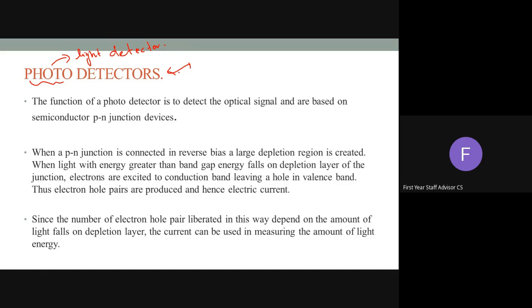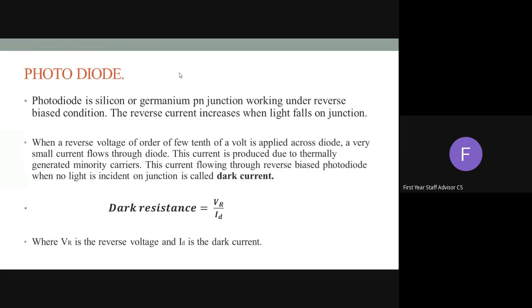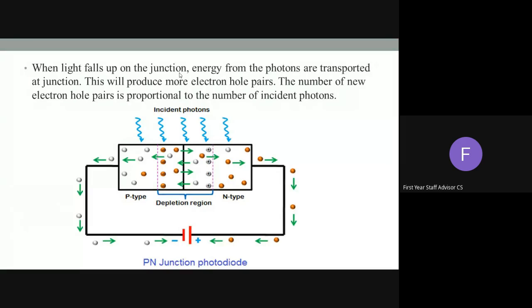What is the working principle of photodetectors? Photodetectors are really reverse biased PN junction diodes. I'm talking about photodiodes. The function of a photodetector is to detect light or photons, and they are basically reverse biased PN junction diodes. When a PN junction diode is reverse biased, we know that the width of the depletion region will increase. We explained all this yesterday. What do you mean by reverse biasing?